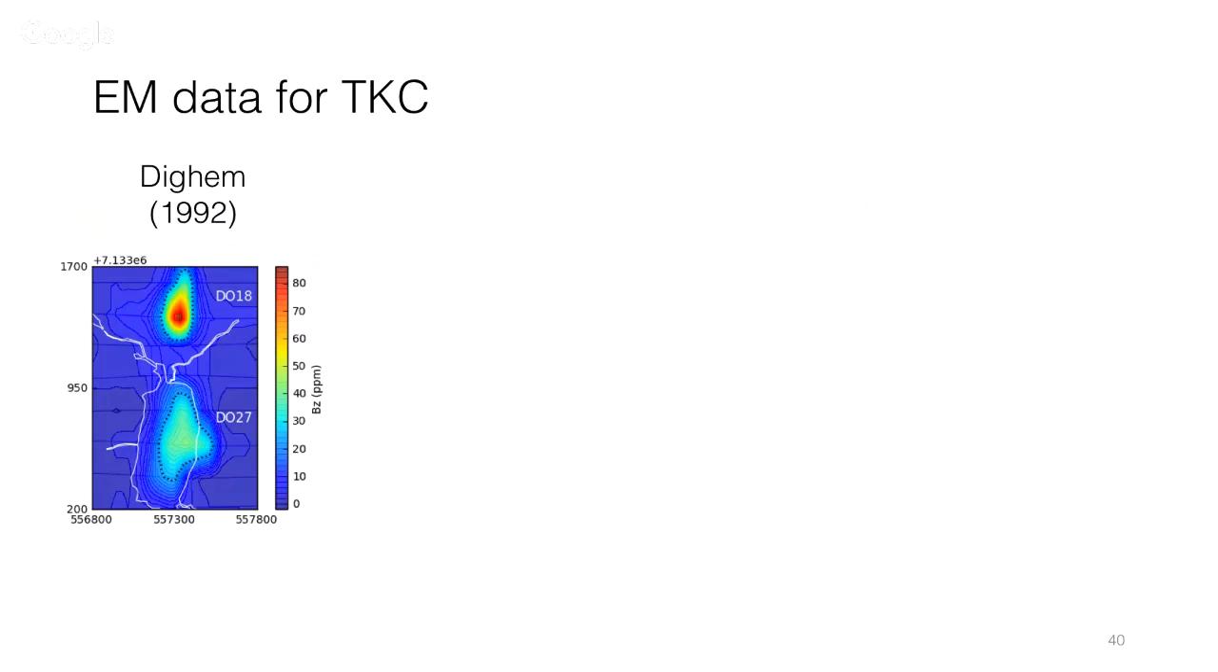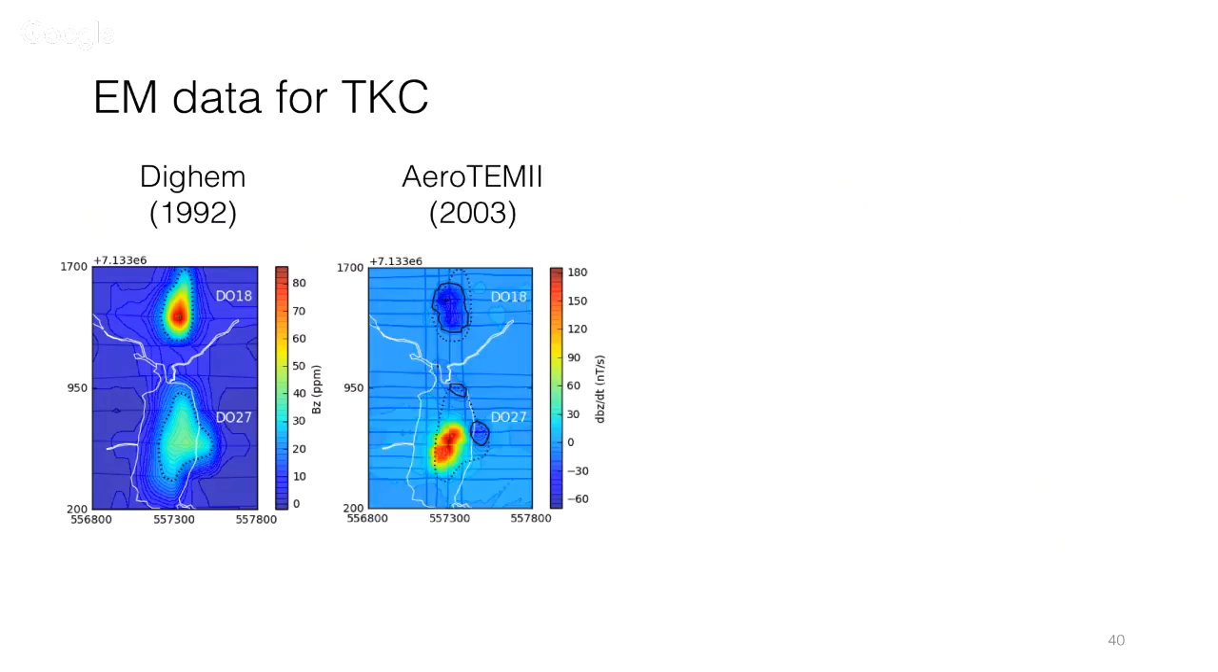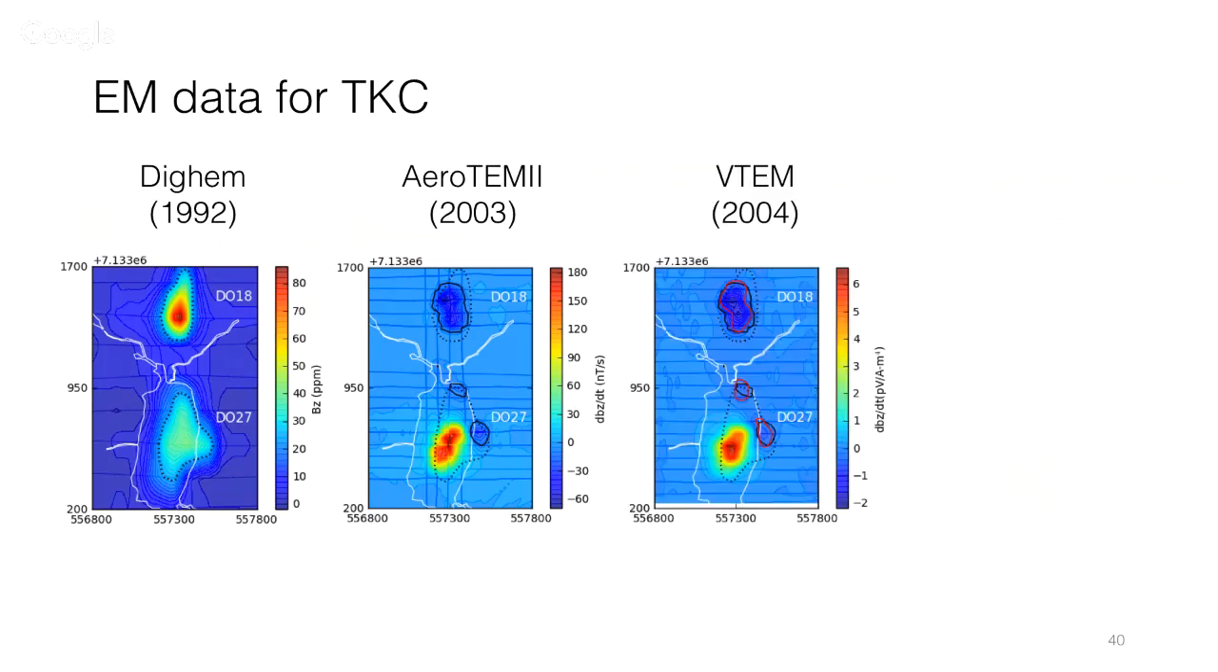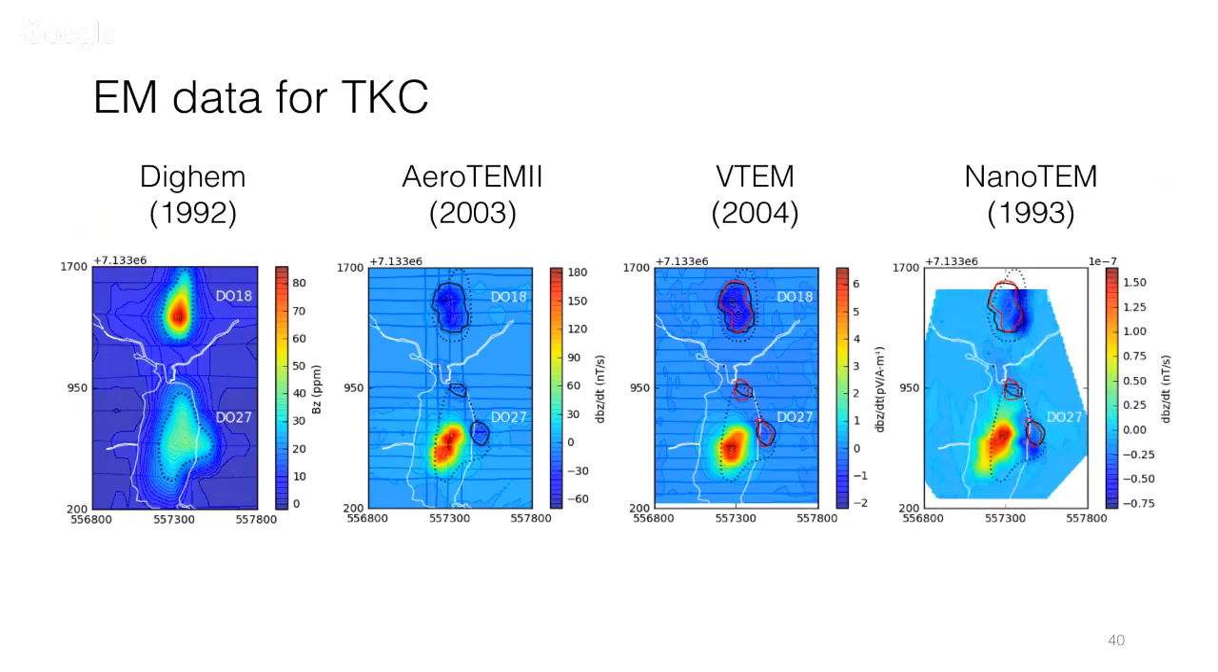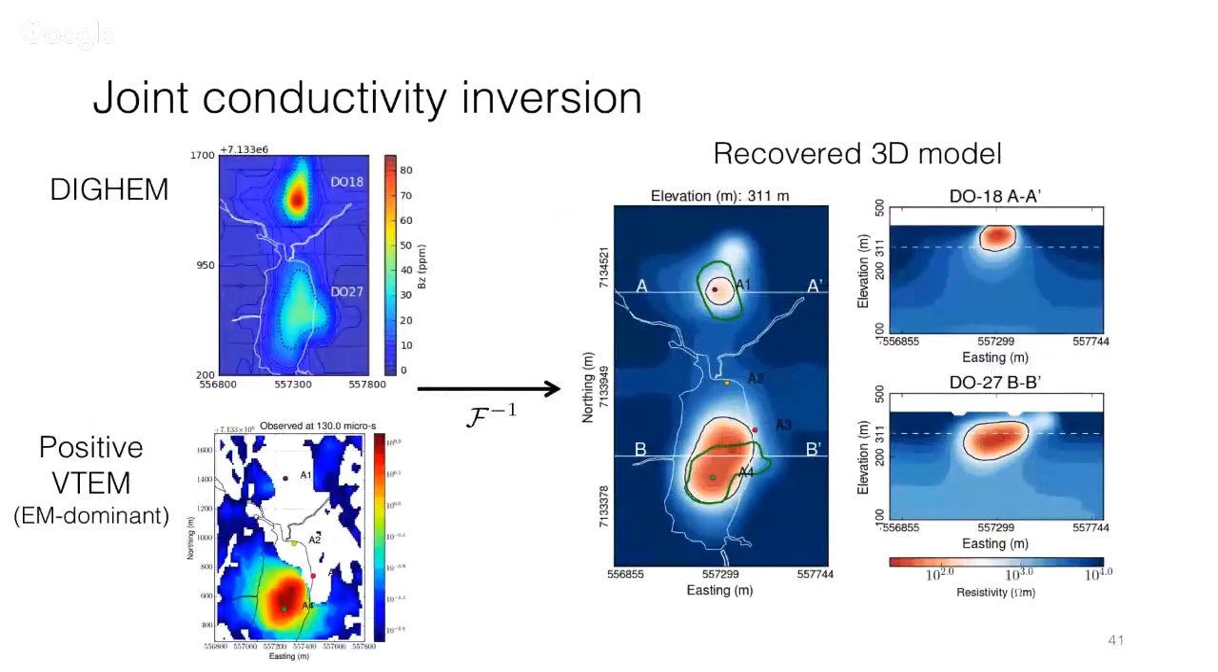So for the EM data at DKC, we had a number of different airborne EM systems that we combined and computed the conductivity of. I showed you this a little bit before. We have a conductivity model over the area. So that's one piece of information.